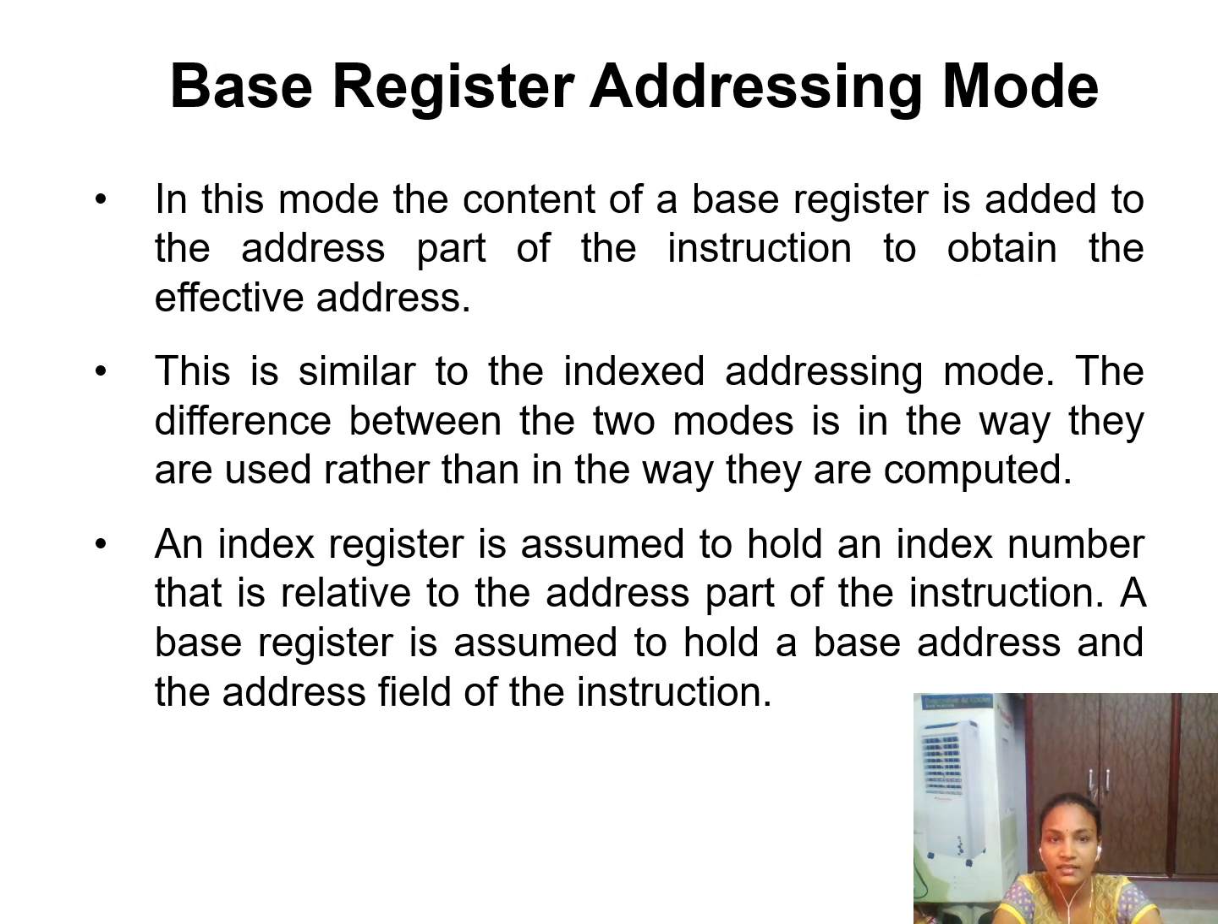Base register addressing mode. In this mode, the content of the base register is added to the address part of the instruction to obtain the effective address. This is similar to the indexed addressing mode. The difference between the two modes is in the way they are used rather than in the way they are computed. An index register is assumed to hold an index number that is relative to the address part of the instruction. A base register is assumed to hold a base address and the address field of the instruction.